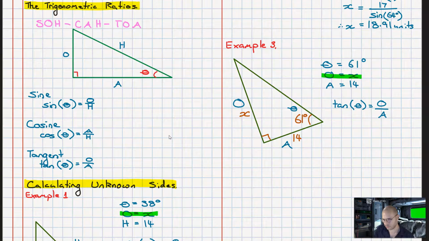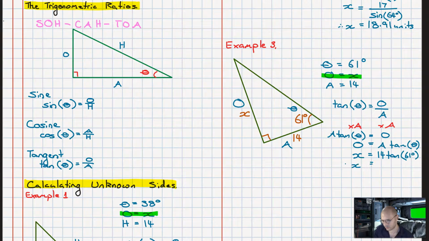Now we're solving for the opposite, so we're going to multiply both sides of this equation by the adjacent. That's going to yield adjacent tan theta equals opposite. Then we swap the two expressions around. Opposite equals adjacent tan theta. And now we substitute in the values we have. So the unknown is x, the adjacent is 14, and we're looking at tangent of 61 degrees.